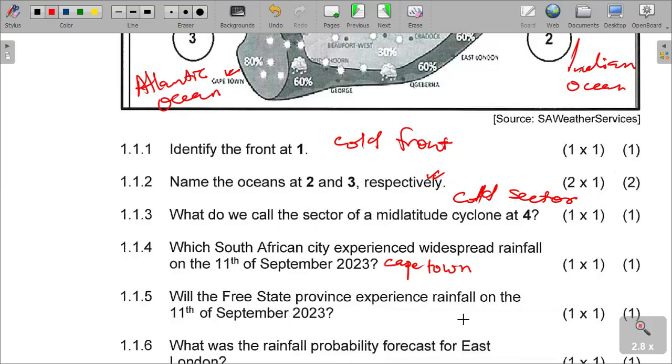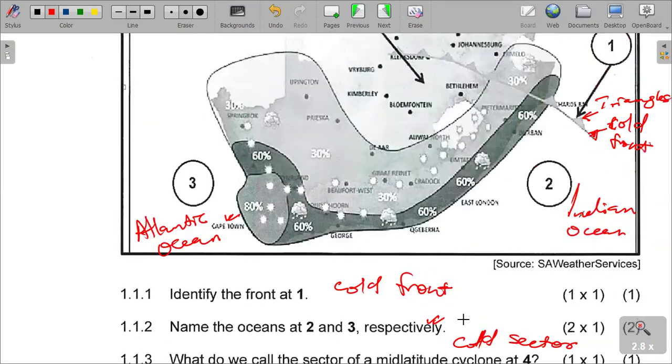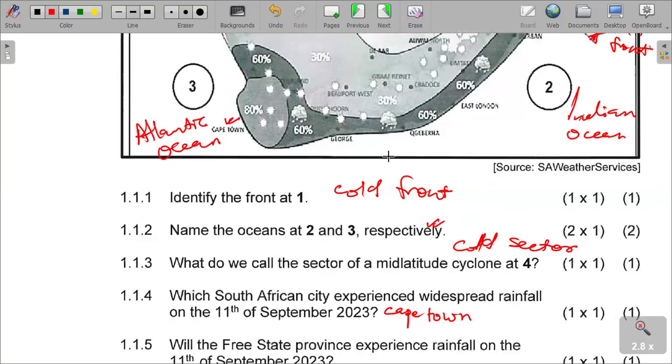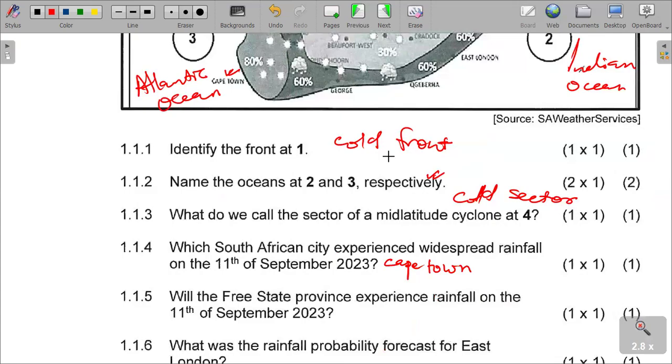Number 5: will the Free State Province experience rainfall on the 11th of September 2023? Will it experience rainfall? We just have to look at Free State there. Free State, which is given here, you see it is surrounded by that cold front, by a cold sector. Our Free State Province is this one. So the question is saying, will Free State Province experience rainfall on the 11th of September?